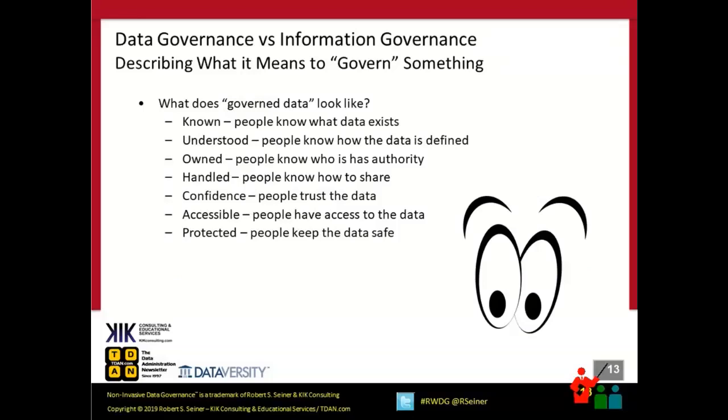But the first aspect of it is that the data is known. People in the organization know what data exists. They know where it is. They know how to get to it. But the first idea is that they know. You've heard of catalogs and dictionaries and glossaries, but catalogs are oftentimes inventories of what data exists within the organization, what data is being used or what information is being used by different parts of the organization. The second trait is understood.